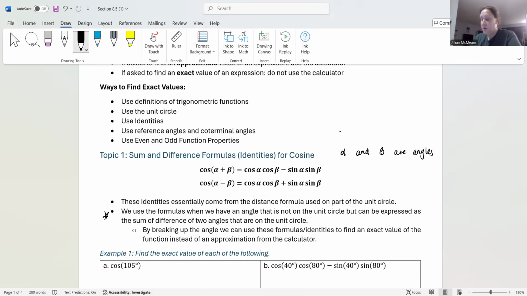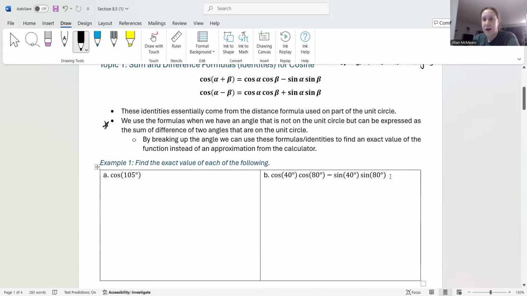We use the formulas when we have an angle that is not on the unit circle, but can be expressed as the sum or difference of two angles that are on the unit circle. That's our ultimate goal: create a sum or difference of angles that we do know. By breaking up the angle, we can use these formulas, or potentially you can call them identities too, to find the exact value of the function instead of an approximation on our calculator. So that was a long, drawn out explanation.